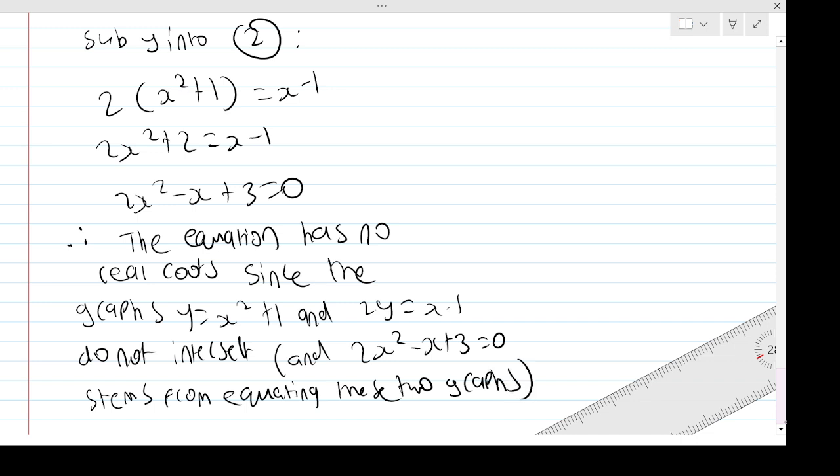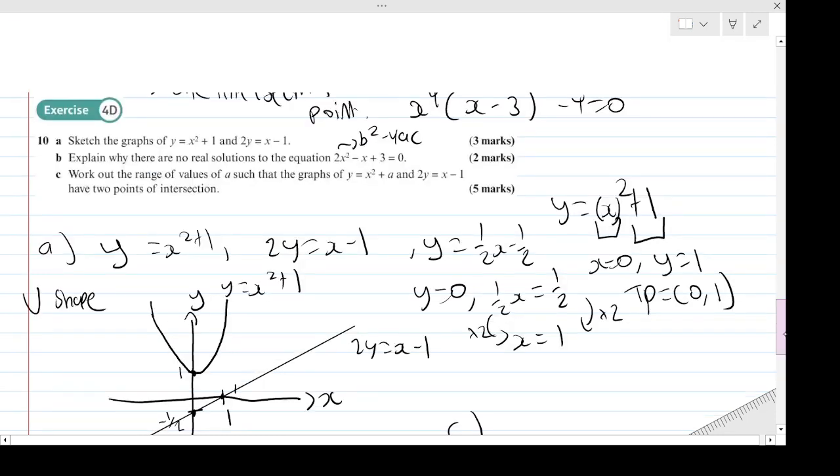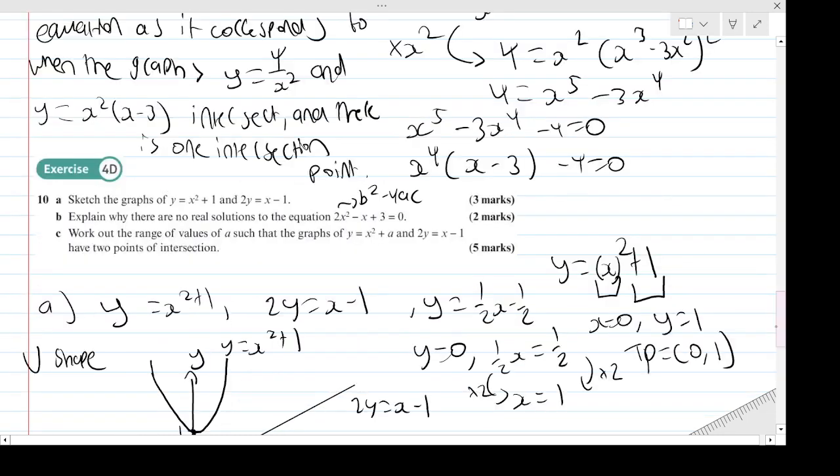If you want to be absolutely transparent and say, well, if you equate the two graphs, then you also get this equation, so that corresponds to how many intersections there are with the two graphs. Anyway, there we are. Then for the last question, part C, it says work out the range of values of A such that the graphs of y is x squared plus A now and 2y is x minus 1. So they're very similar, except it's now not plus 1 here, it's just plus A for some number A, have two intersection points.